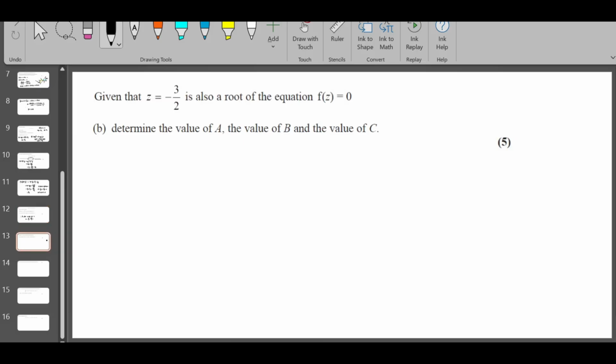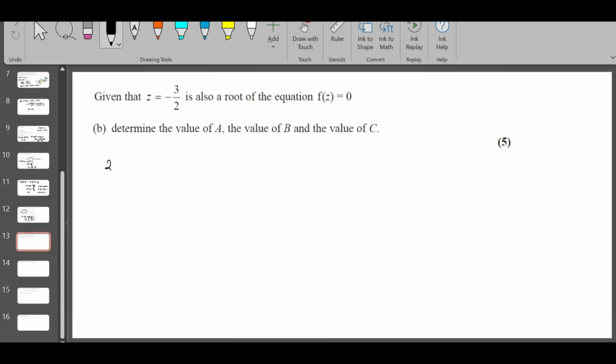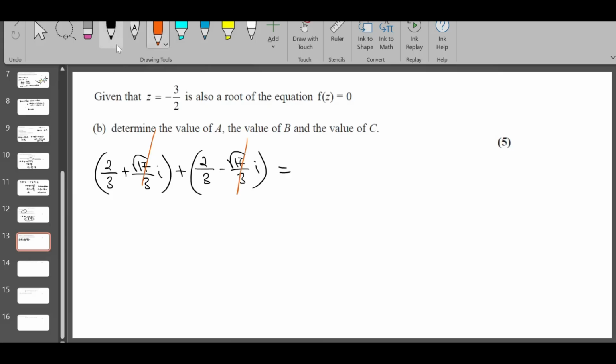Part B, a 5-mark question. Given that z is equal to minus 3 over 2 is also a root, determine the values of a, b, c. So we have two roots, right? I'm going to find the sum of the roots first. So 2 over 3 plus square root of 17 over 3i plus 2 over 3 minus square root of 17 over 3i. So these two terms will be cancelled. 2 over 3 plus 2 over 3 is 4 over 3.